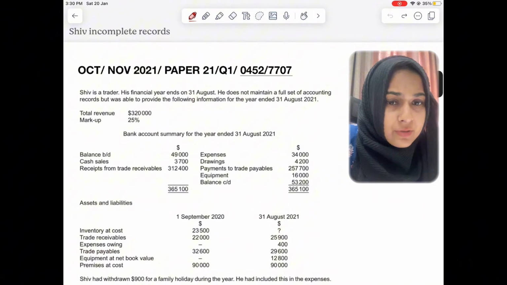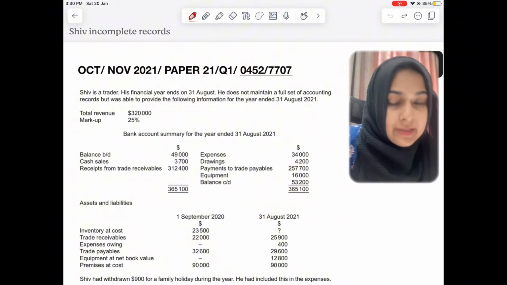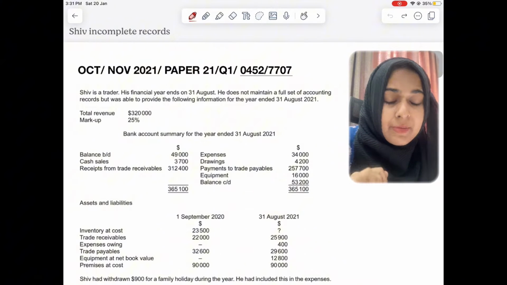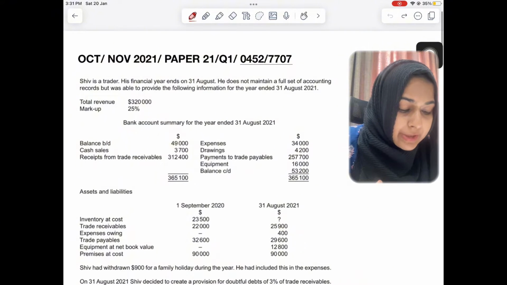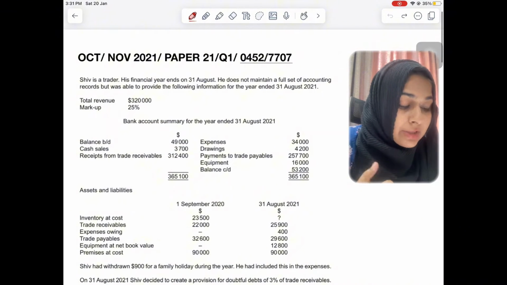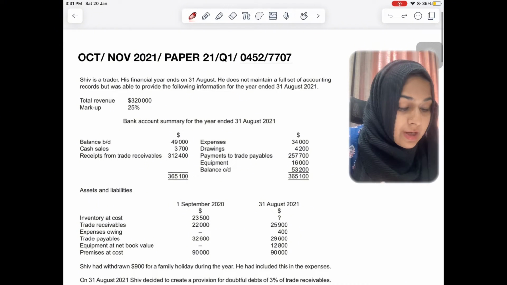Today's video is also an incomplete records question, and there's an additional thing here that they've given you, a markup percentage. This is from October-November 2021, paper 21, that is paper 2 variant 1, question number 1. It's both IGCSE and O-level, so it's pretty recent.